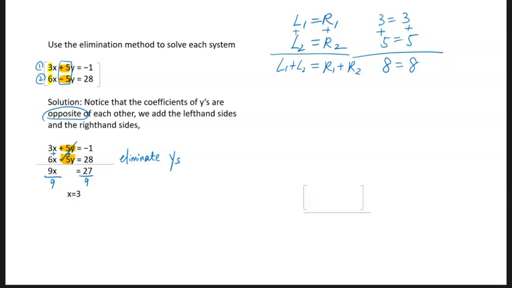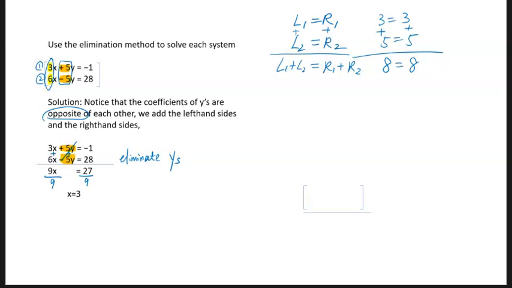So this is the key. If you want to eliminate y's, you have to make sure the numbers in front of them are opposite of each other. So now I want to eliminate x's so I can solve for y. But when we look at the equations, the numbers are not opposite of each other. So if I add them, I'm going to get 9x as we did here. I'm not going to be able to get rid of x's.